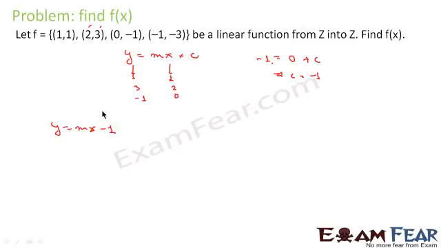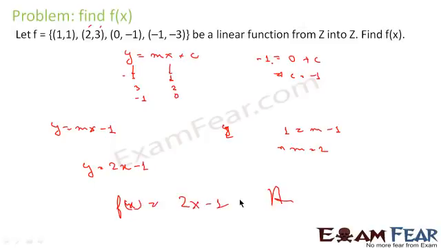Now let me put x equal to 1. Y, the output, is 1. So we'll say 1 is equal to m minus 1. So m is equal to 2. That is also clear. So our equation is actually in the form of y is equal to 2x minus 1. So now we have to find the function. So the function is nothing but f(x) is equal to 2x minus 1.